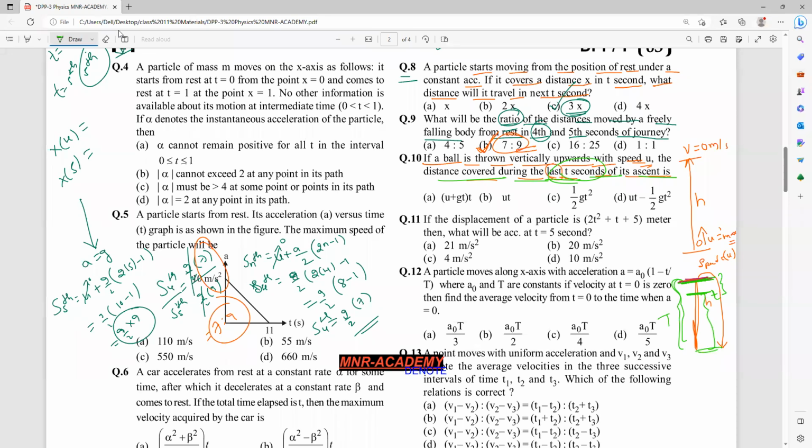Will you all accept it or not? Yes or no? All of you? Yes, sir. So let us find first. If it reaches the maximum height, we all know. Of course, we can see that.